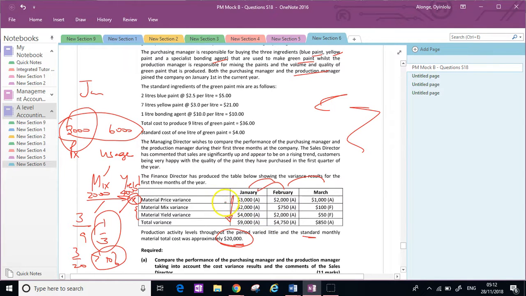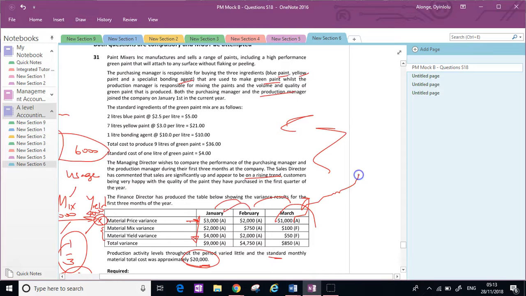And of course, highlighting the fact that the purchasing manager is responsible for this price variance, and the production manager is in charge of this. The question really here is whether customers are happy with this. It says the sales are significantly up and appear to be on a rising trend. So it means that we can see things starting to get better.